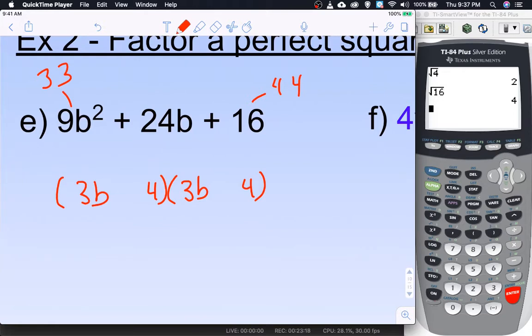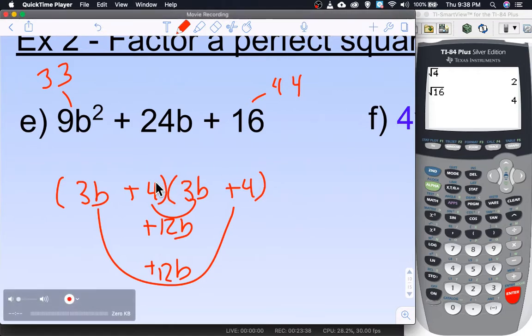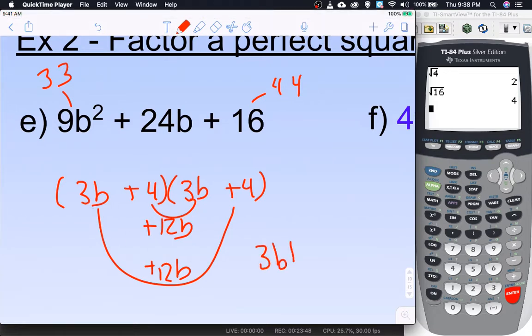So back to this. Well, that's a 12b. That's a 12b. To make a positive 24, these would both need to be positive 12s, which makes pluses everywhere. And I'm going to do a quick check of the math. 3 times 3 is 9, 4 times 4 is 16, and my middle terms work out. So we're going to say this is 3b plus 4 squared. That's the answer we want to use.